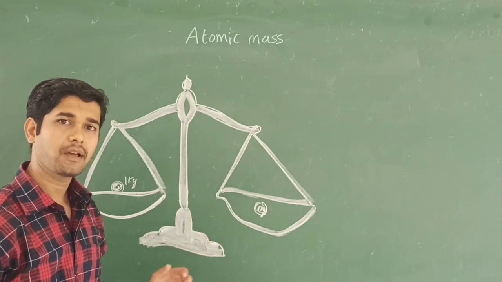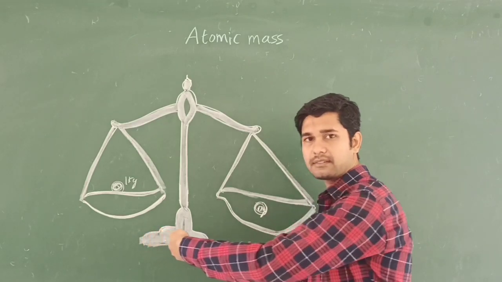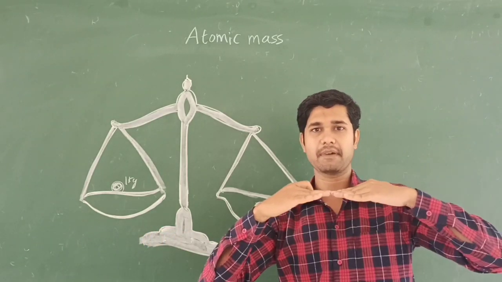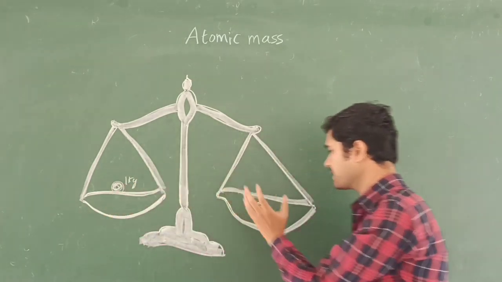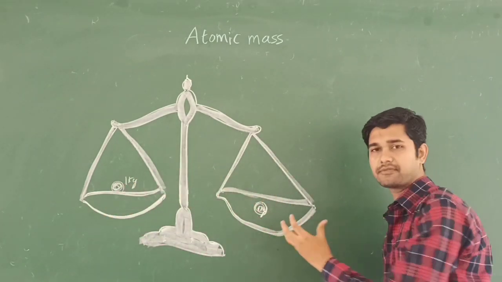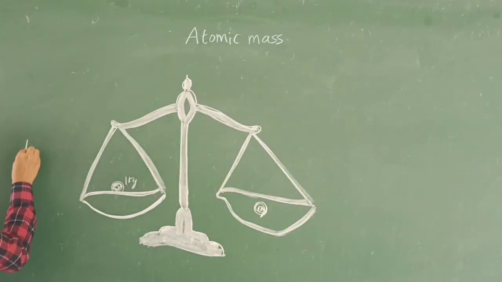What will be the equilibrium? Equilibrium will be attained, I mean both are neutral. They are equal, because the left side contains 1 kg of fruits and the other side contains 1 kg of stone. So what happens? This is called relative mass.